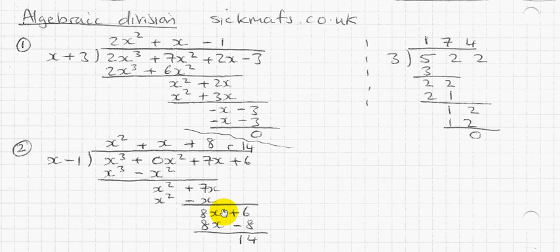x is into 8x goes 8 times. So you do 8 times x minus 1, which is 8x minus 8. Take away the difference again, you've got 14. Okay, now you can't do x's into 14. 14 divided by x doesn't work, so that's just your remainder as I've written here. Our remainder is 14. And that's it.